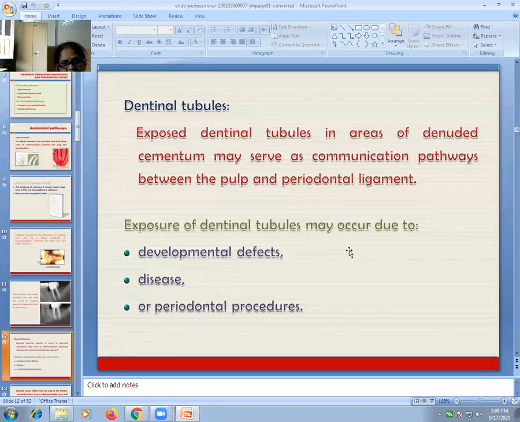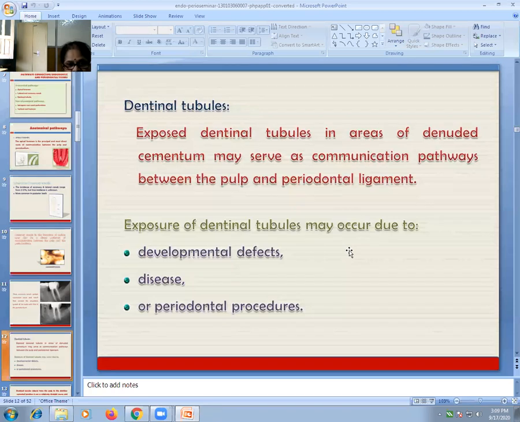Dental tubules, you know the anatomy, you must have learned it in the second year. Whenever you are cutting the tooth structure, the exposed dental tubules open up and get connected with the cementum, and that also serves as a direct communication between the pulp and periodontium. Whenever you are doing any treatment procedure, they are directly exposed and give a pathway between the pulp and the periodontal ligament.